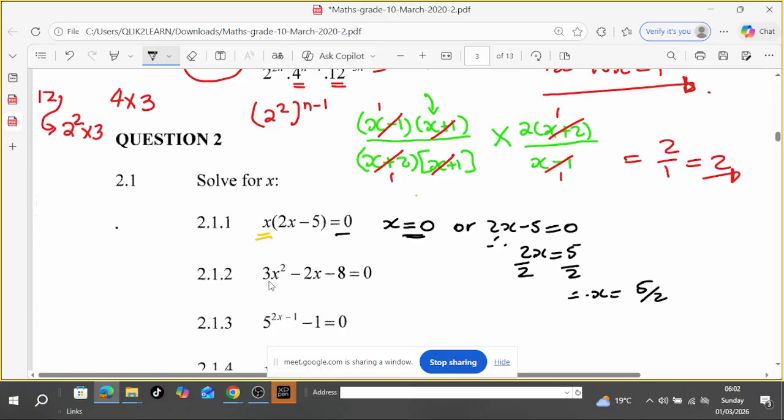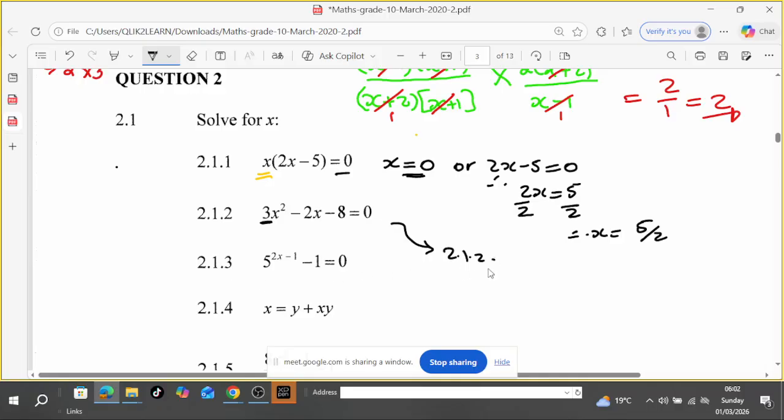Now, how do we factorize this if the value of a is 3, if it's not 1? This is how you factorize this 2.1.2. We open two brackets like this, and I'll say this is my 3x. We write the 3x first, then you put the x on the other side. Then you look for the factors of 8. If you still remember the factors of 8 that we can use, it's 4 and 2.